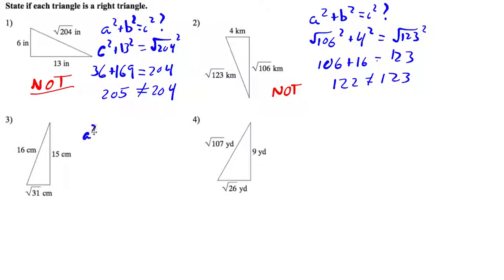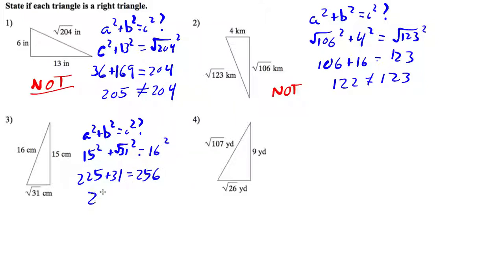So for this one, a squared plus b squared equals c squared. So we get 15 squared plus root 31 squared is equal to 16 squared. So 15 times 15, 15 squared is 225 plus 31, and then 16 squared is going to be 256. 256 does in fact equal 256. So yes, this is a right triangle.